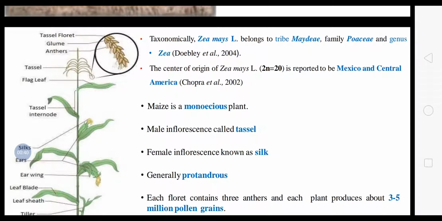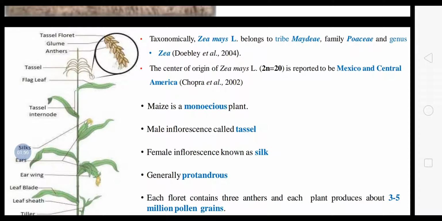So, let's talk about some of the basic things about maize. Taxonomically, maize belongs to tribe Maydeae, family Poaceae, genus Zea. The center of origin of maize is Mexico and Central America, and the chromosome number is 2n equal to 20, means 20 in diploid form.